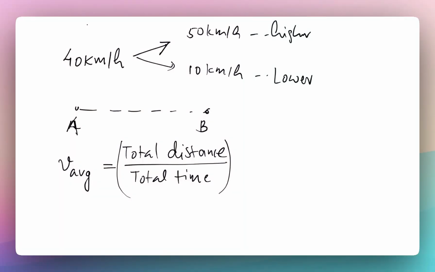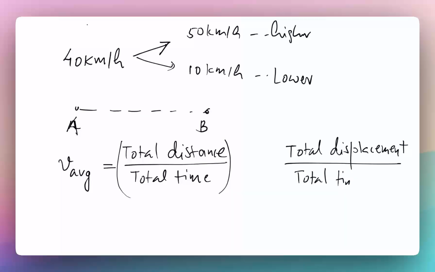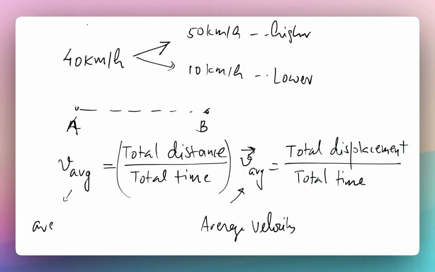total time. Instead of distance, if I put over here total displacement, and divided by total time, what we get is average velocity. I can see here that I put a vector sign over the top. So this is our average velocity, and this is our average speed.